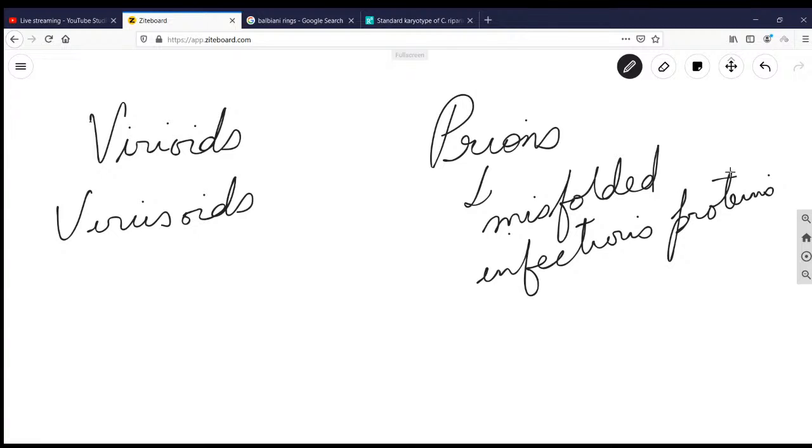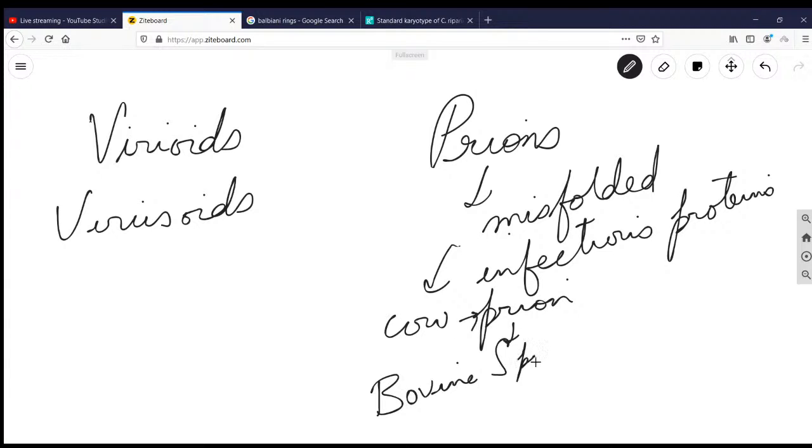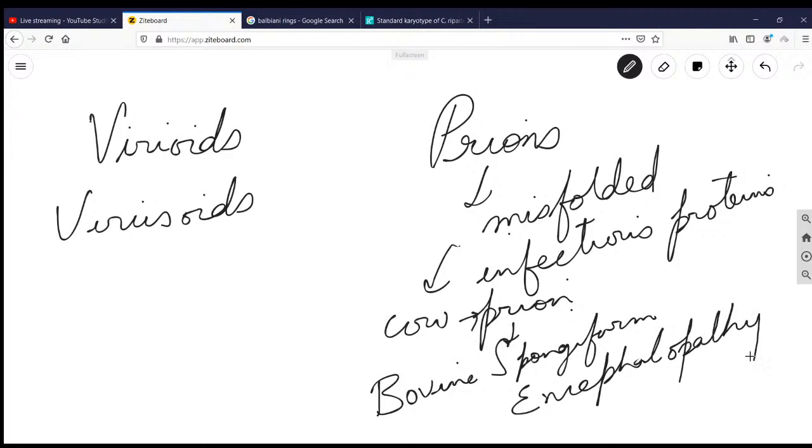So you have mad cow disease, that happens when a cow is infected by a prion, and technically that disease is known as bovine spongiform encephalopathy, BSE. This question is also asked. Encephalon means brain, so brain degradation. Pathy means dysfunction. So that is mad cow disease by prion.